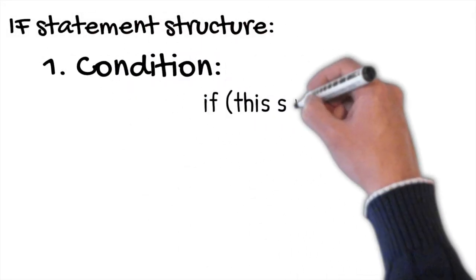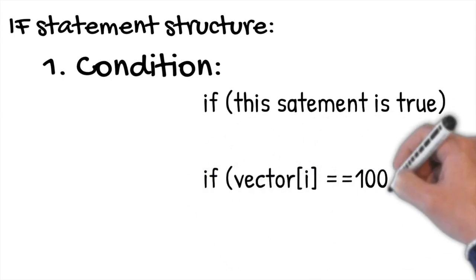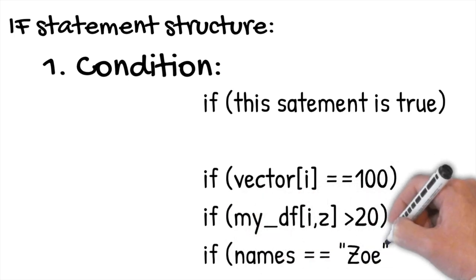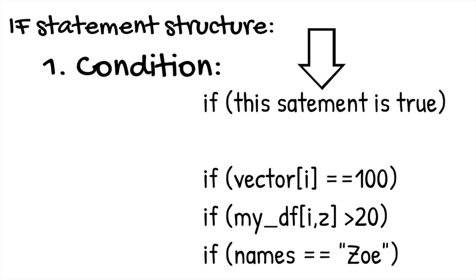Understand the structure of an if statement. The main component is our condition, if this statement is true. There would be a logical test that should result in a true or false answer. A few examples are, if value in a vector ith element is equal 100, then true. If my df ith row zth column greater than 20.